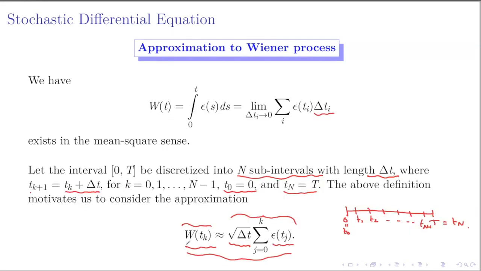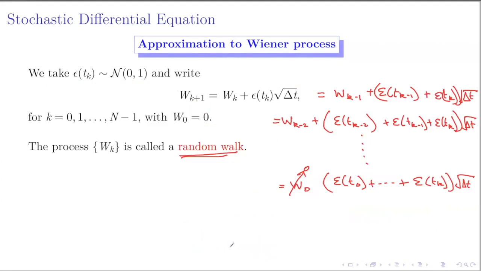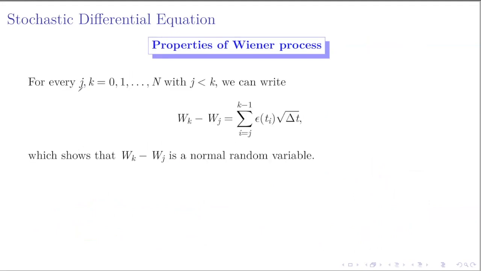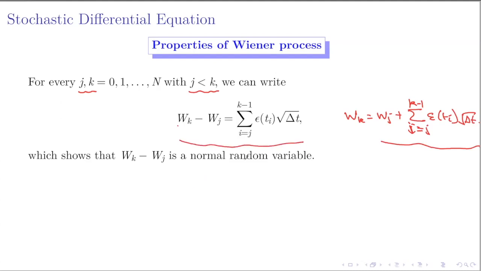In fact, we can check that W(t_k), which is defined at discrete time levels, in fact satisfies the properties of the Wiener process. How will you see that? Let us check the properties of the Wiener process for the W_k that we have defined as random walks. First, let us take some j and k as integers between 0 and n such that j is less than k. You can write W_k equal to W_j plus the sum over i equal to j to k minus 1 of epsilon(t_i) times root delta t, right? So that comes directly from the way you have defined W_k. And from there, you can rewrite and get this expression.